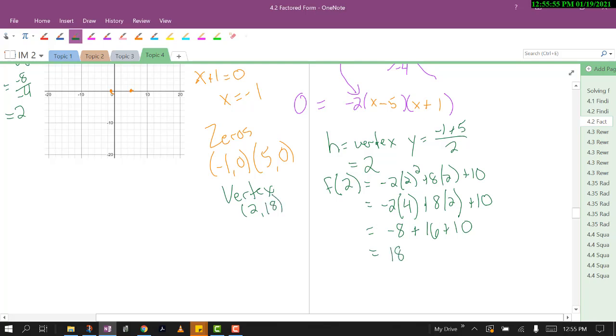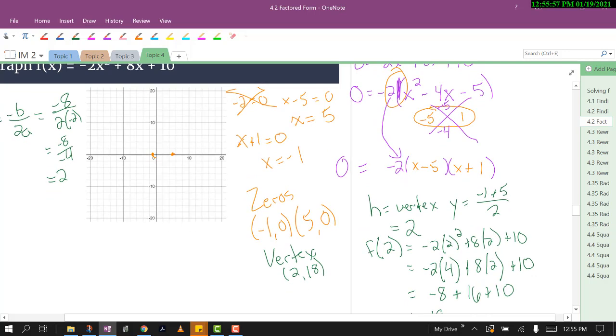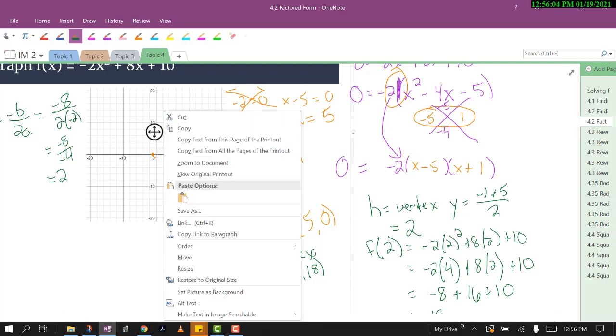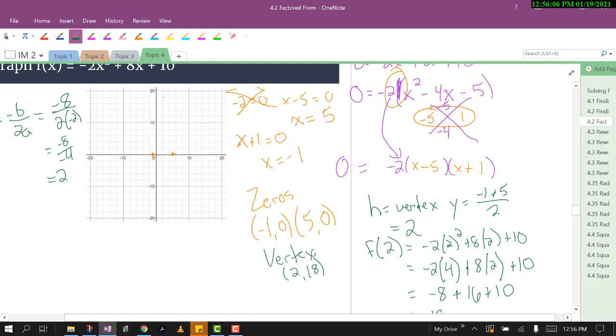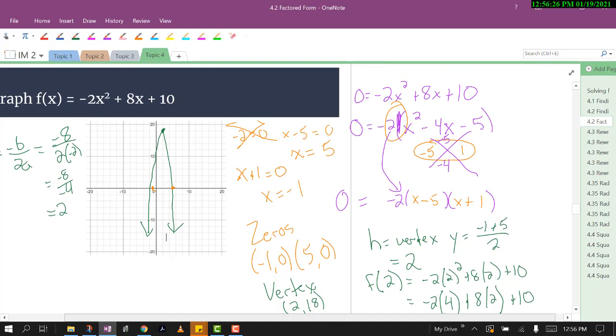So our vertex is 2, 18, so it's way up there, which is why our graph is done by 2's. So 2 is really just one box, and then up 18 is really 9 boxes. So it's very narrow. Then we try and connect it as rounded as we can. Kind of hard because it's so narrow. And try and get close to the dots. And we have our parabola. So that's graphing from factored form.